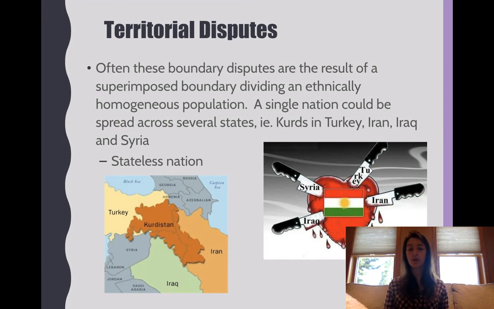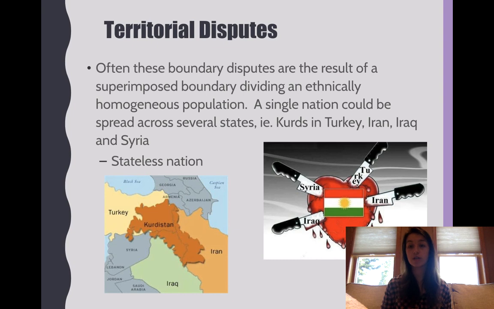So think Berlin Conference, right? The Europeans came in, specifically our Western Europeans, they carved up Africa and put borders where the Europeans wanted it. Well, these superimposed borders forced cultures or ethnicities or nations to clash. And this kind of leads to a territorial dispute. So when these boundary disputes result of superimposed boundaries that divide a homogeneous population, that's where you get our stateless nation.